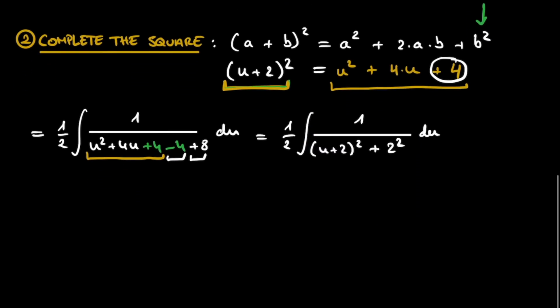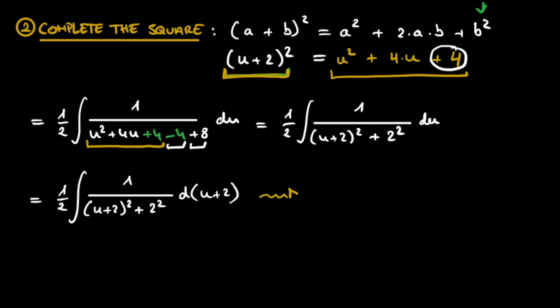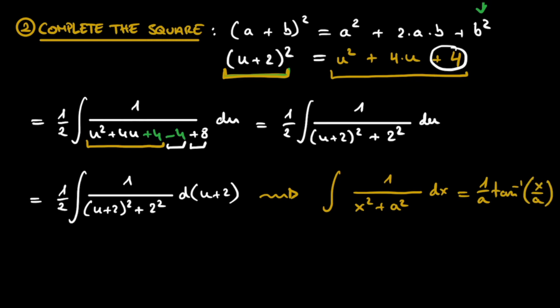So at this point we are almost done, because we can rewrite it as 1/2 times the integral of 1 over u plus 2 squared plus 2 squared d of u plus 2, because we can always add or subtract a constant number inside of this d. Therefore, this looks a lot like the integral of 1 over x squared plus a squared, with a constant, dx. And we know that the solution to this integral is 1 over a times the inverse tangent of x over a. And knowing this, we can simply fill this in and find our solution.